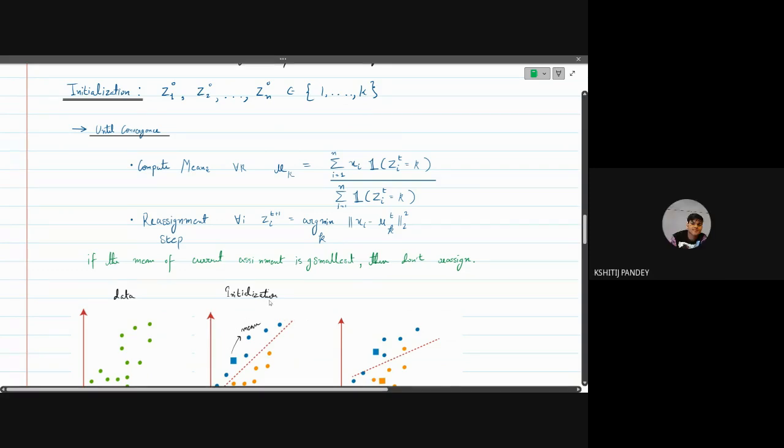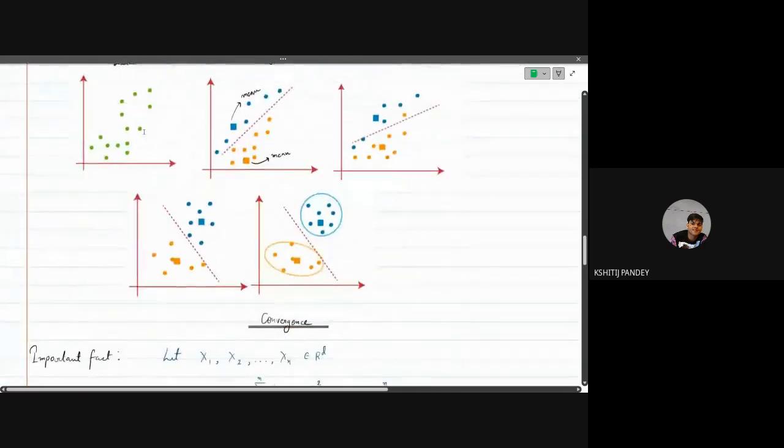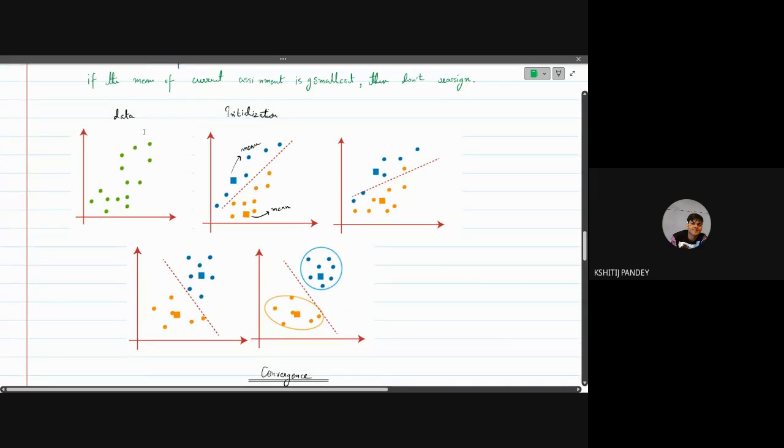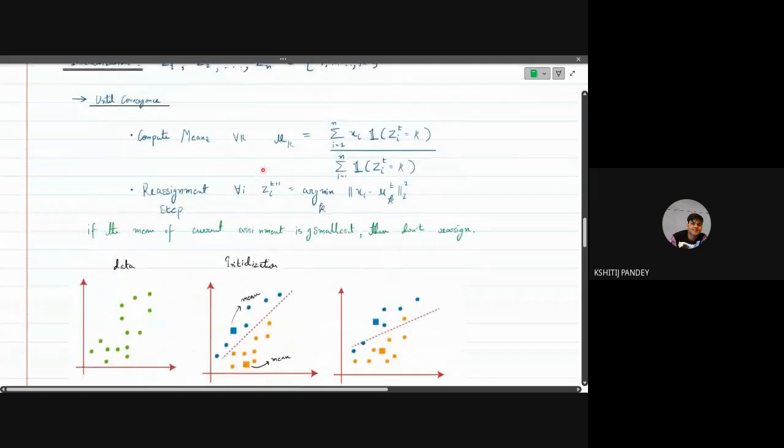Now there are a few questions regarding this algorithm. The first question is, will it converge? Here we have shown that it converges, but will it actually converge? Are we sure that, let's say, some point which got assigned to the blue cluster, after one iteration got assigned to the orange cluster, will it not keep oscillating between the clusters? That's the question we have. So now we'll talk about the convergence of the algorithm.